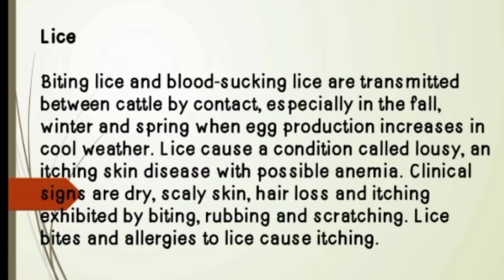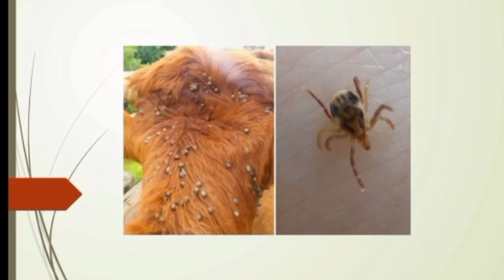Ang mga lice na po na ito ay sumisip-sip din ng dugo at naipapasa sa ibang baka. Lalo na daw po kapag tagtuyot, taglagas rather, taglamig or tagsibol. At ang signs daw po kapag mayroong lice, yung baka ay yung panunuyot ng kanyang balat, paglalagas ng buhok at pangangati. Dahil sa pagkagat or yung pagkamot po nung lice. At ito po itsura nung biting lice na yon sa baka.